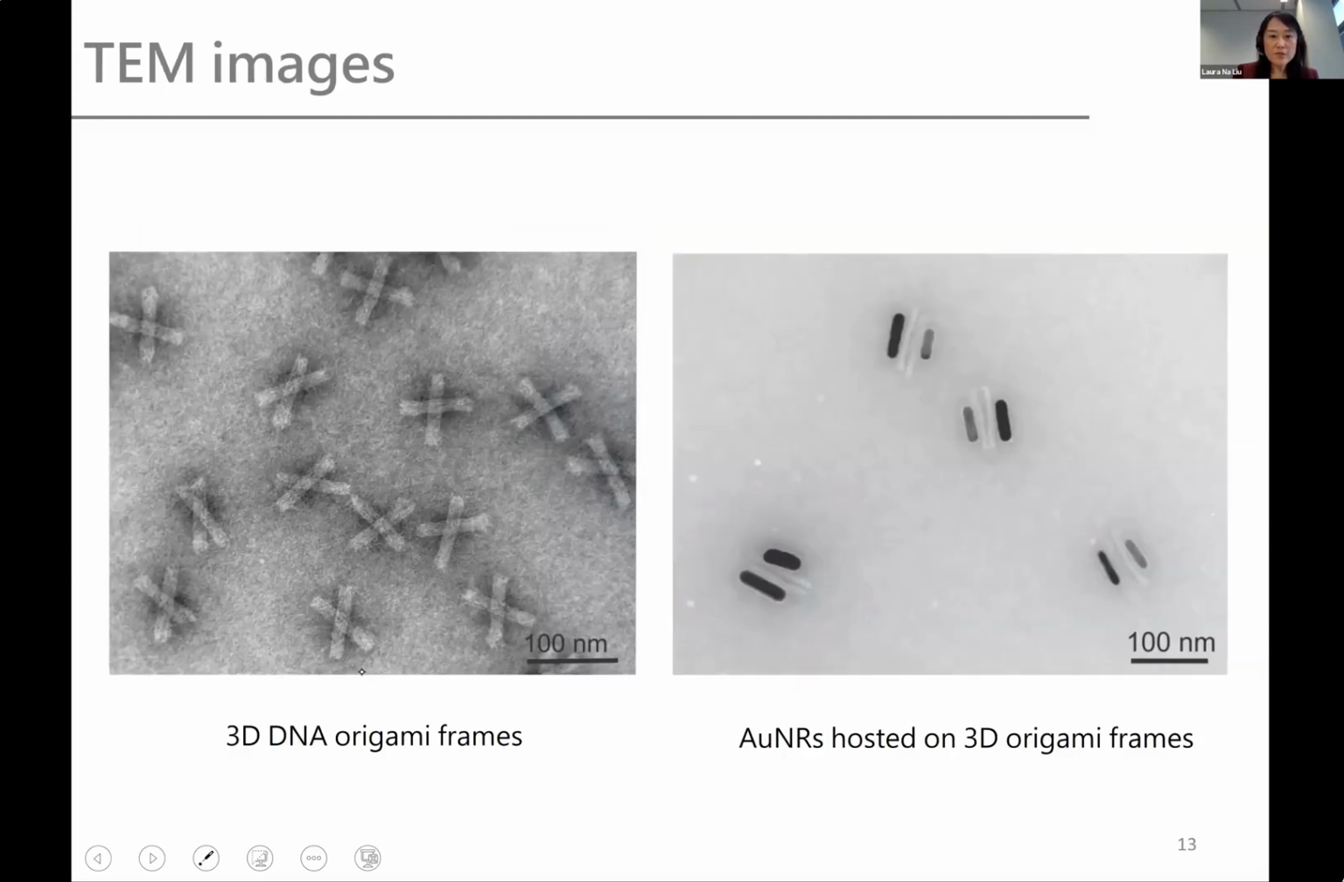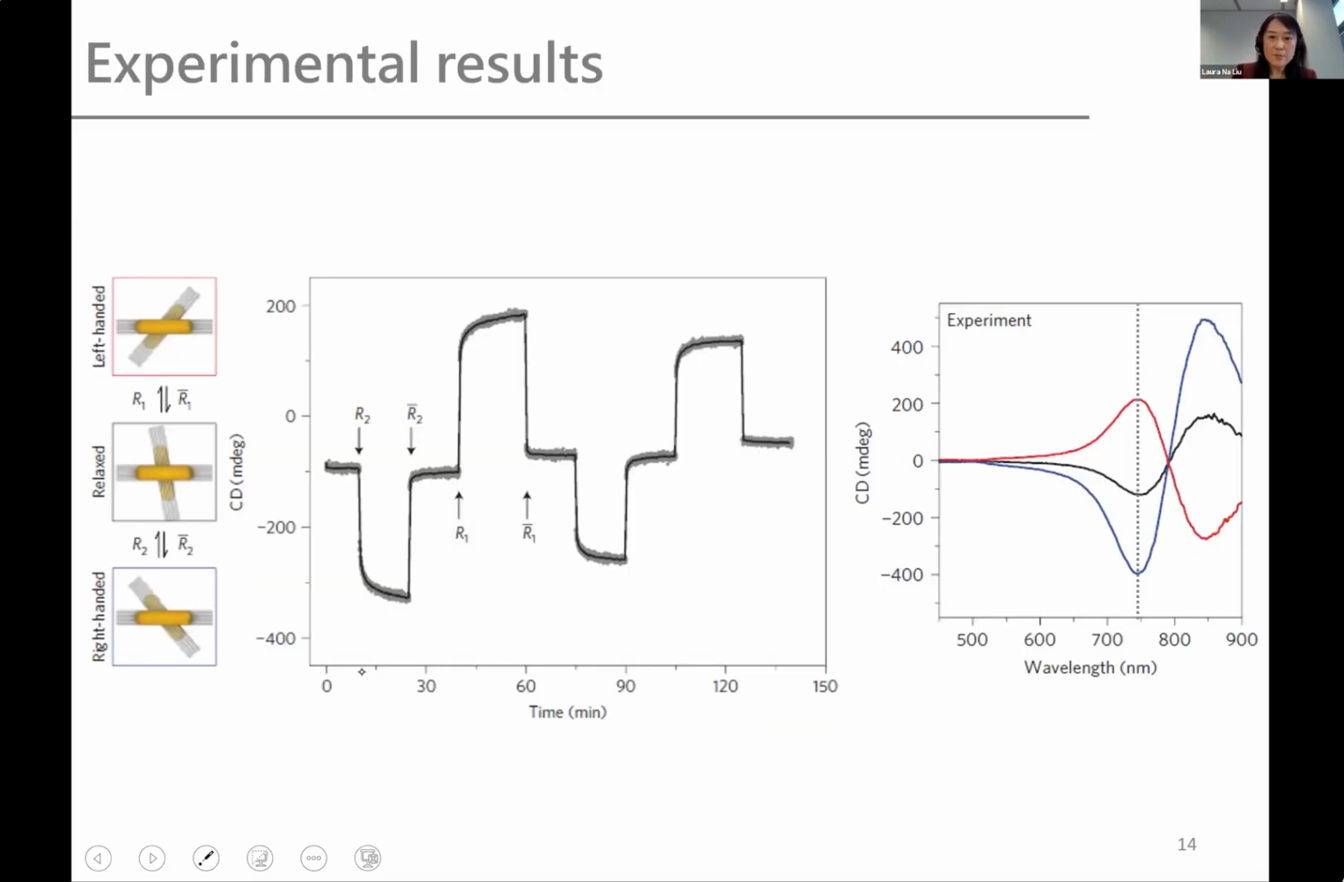These are the TEM images. On the left, you see the origami frames. And then on the right, you see how gold nanorods are assembled on these origami frames. Then we did optical tracking. Maybe we take a first look at the right figure.